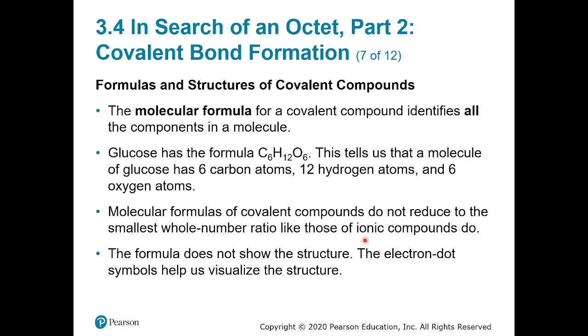Okay, the molecular formula for a covalent compound is going to identify all the components in a molecule. So glucose, for example, has a formula C6H12O6. That is 6 carbons, 12 hydrogens, 6 oxygen atoms. If we change those numbers in any way, is that glucose? If we double these numbers, 12, 24, 12, is that glucose? No, that would be a completely different sugar. In fact, there are sugars that are that. They're called disaccharides.